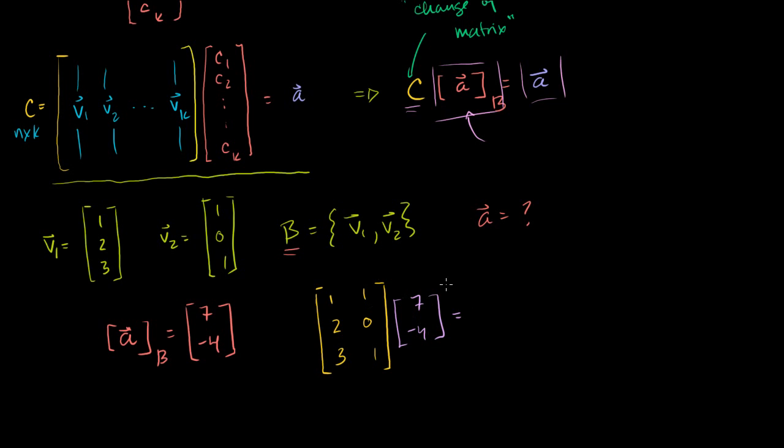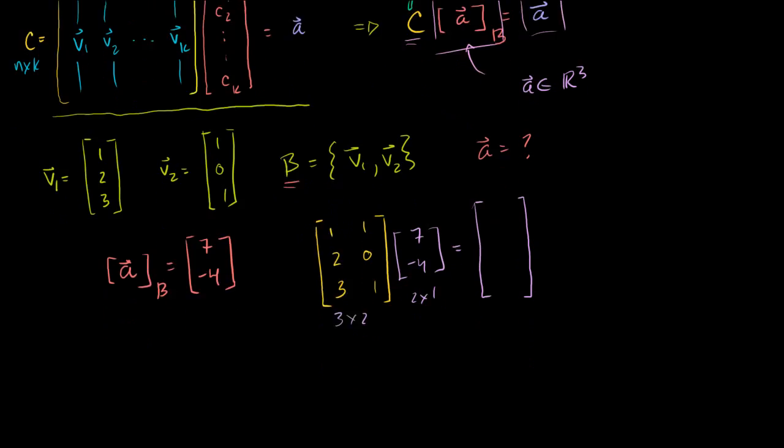So what is this going to be equal to? We have a 3 by 2 matrix times a 2 by 1. We're going to get a 3 by 1 matrix, which makes complete sense because we're dealing in R3. This vector right here, A, is going to be a member of R3. So when we write it with standard coordinates, we should have 3 coordinates right there. Now, when we represented A with respect to the basis, we only had 2 coordinates because A was in the plane spanned by these two guys.